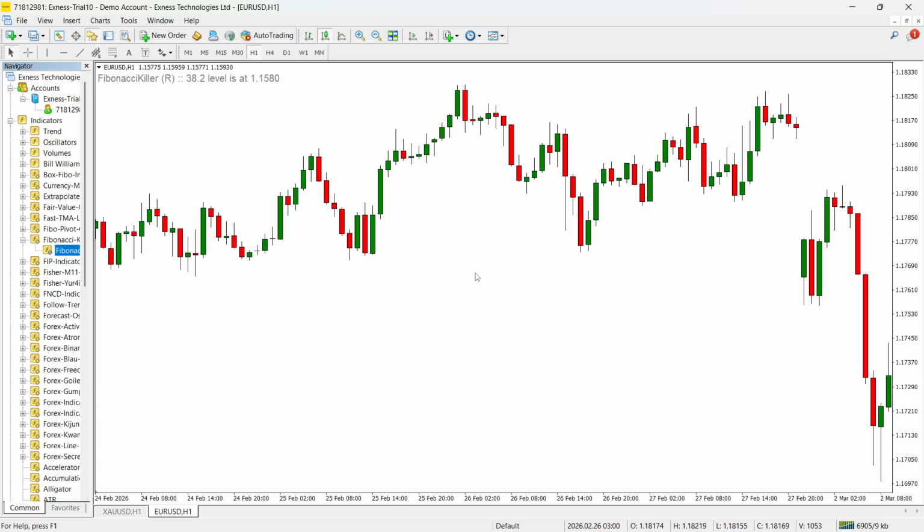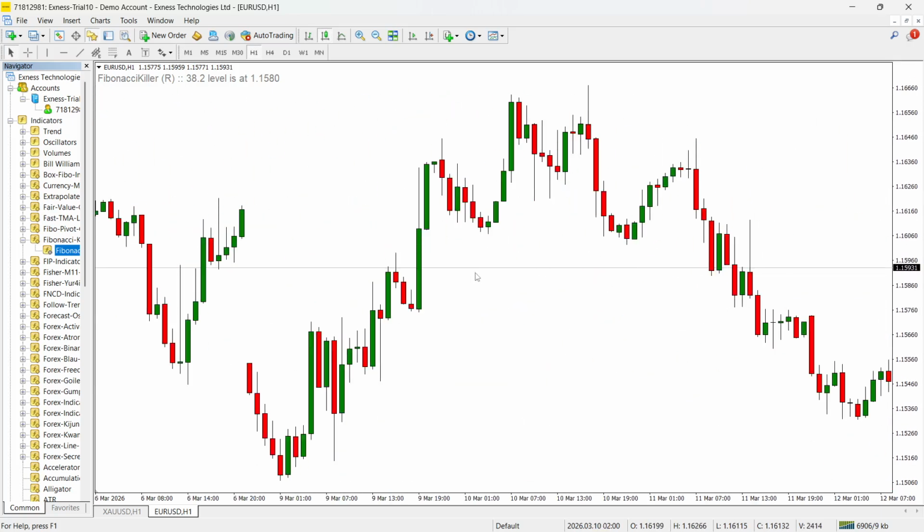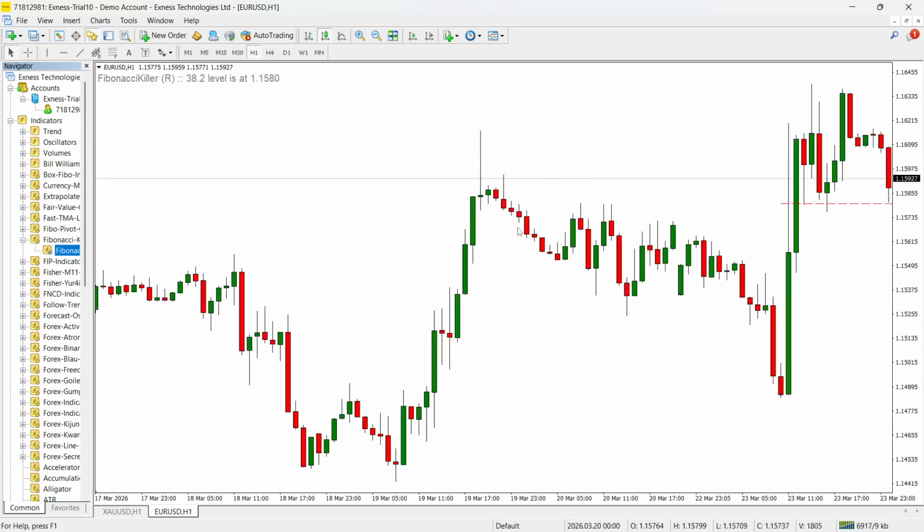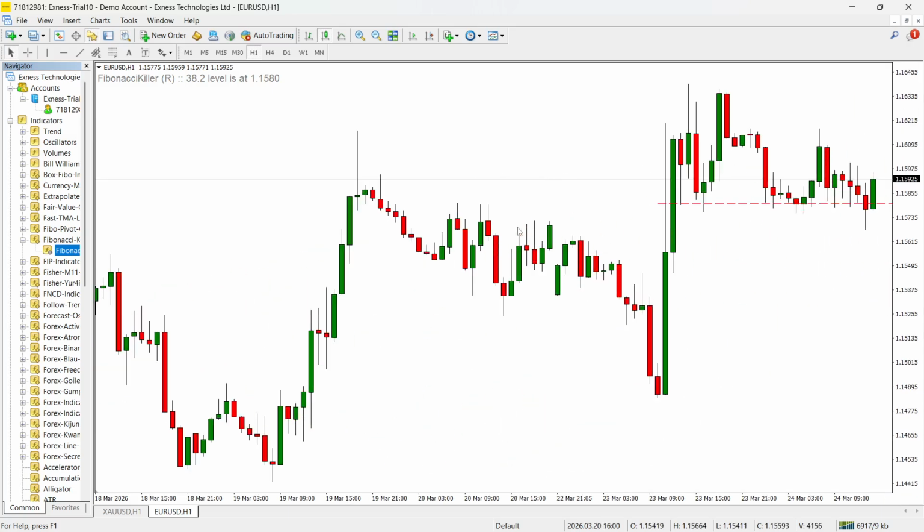Traders must still confirm signals with price action, broader context, and risk management. While price often reacts near major Fibonacci levels, no single level is guaranteed to hold, and in strong trends or volatile conditions, price may slice through without meaningful reaction, so this tool should be part of a complete trading plan, not a standalone trigger.